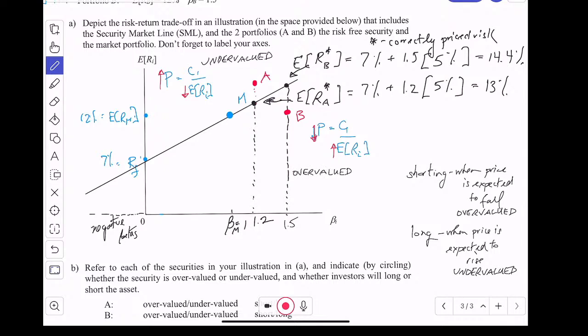You anticipate a price drop, so you should short assets that are overvalued because the price will fall and you'll return them at a lower price than you actually borrowed them for. All the assets above the line are undervalued, so you should buy them and hold them. So that's the way you answer this.